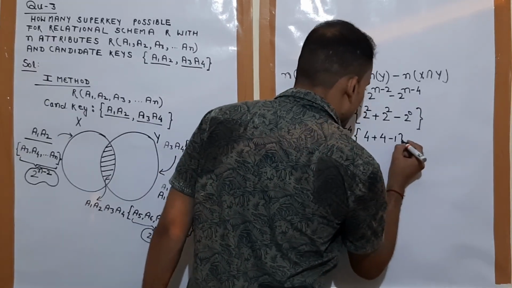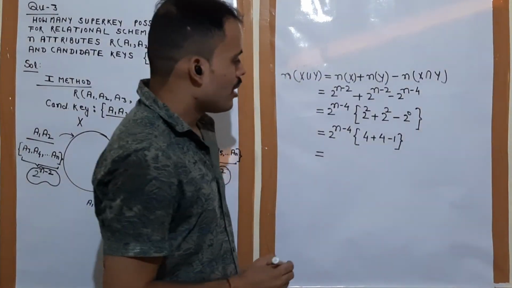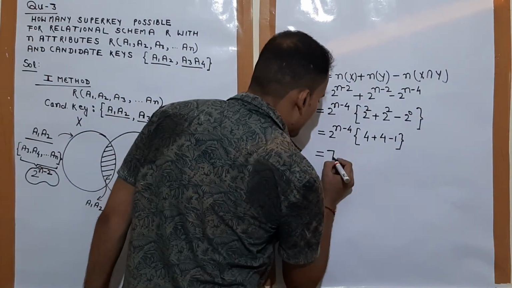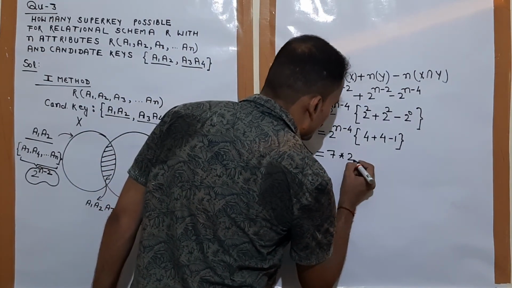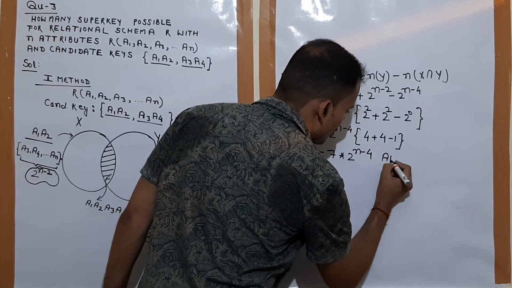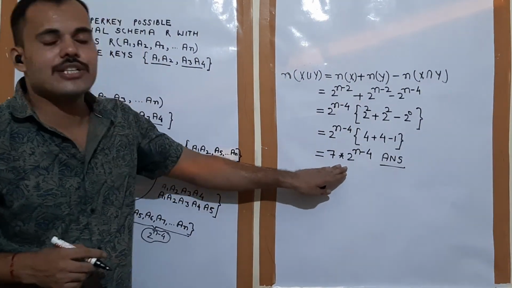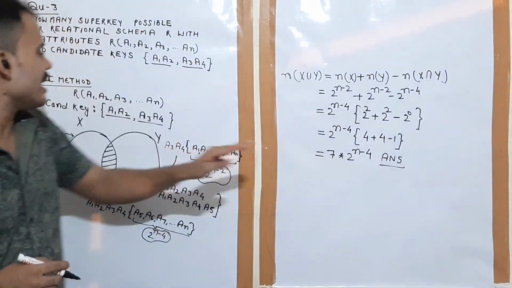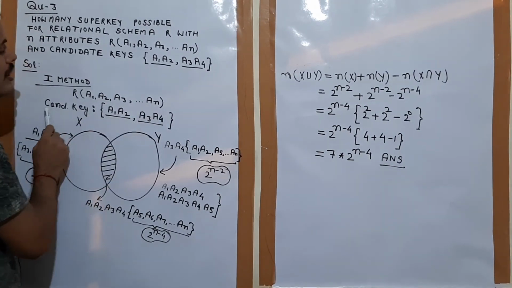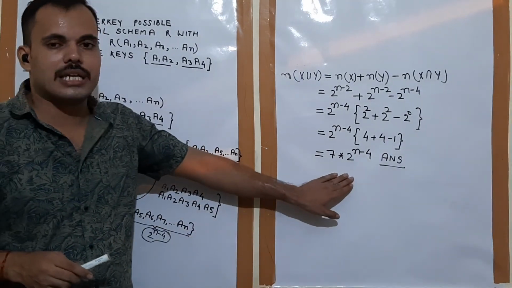times (4 plus 4 minus 1), which is 7. So 7 into 2 to the power n minus 4. This is the answer. Answer means these many super keys are possible in a relational schema R with n attributes and two candidate keys A1, A2 and A3, A4. These many super keys are possible.